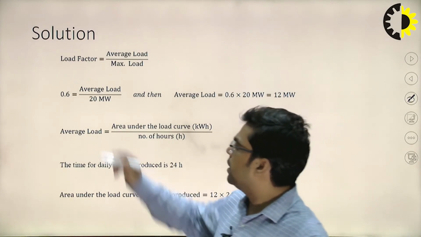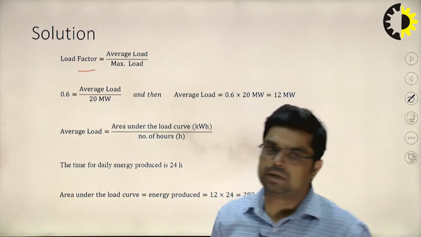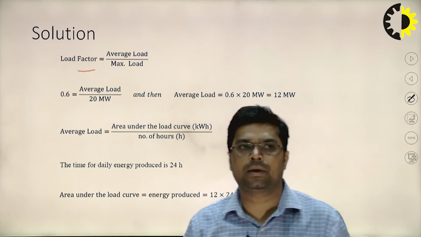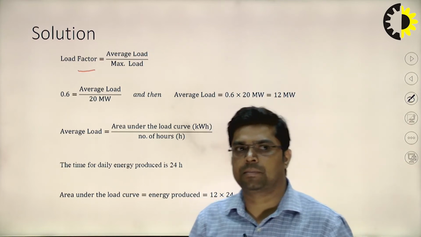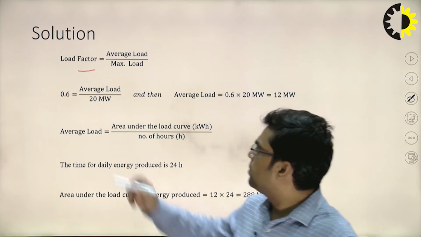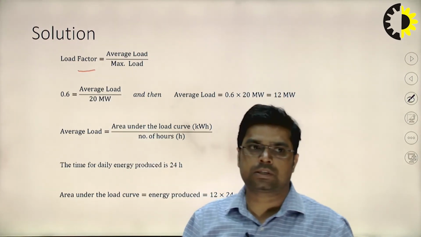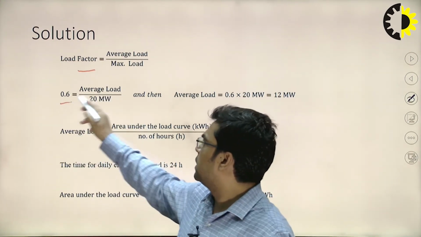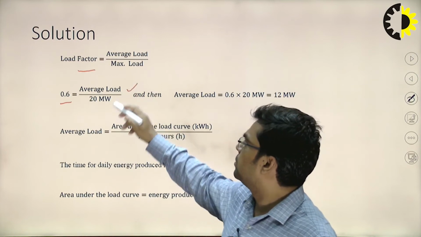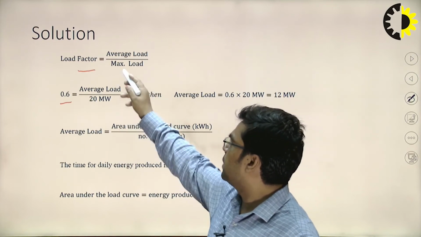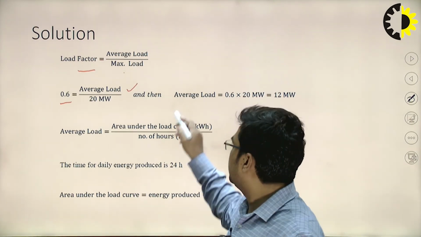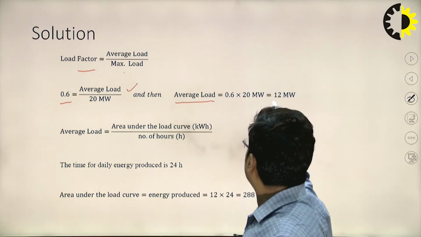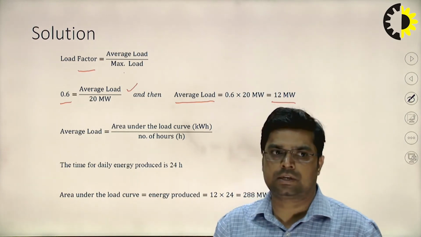So we know that the load factor is the average load divided by the maximum load. The load factor given in this problem is 60%, that is 0.6. We have to calculate the average load, and the maximum load is given in this problem, that is 20 megawatt. We can calculate the average load as 12 megawatt in this case.